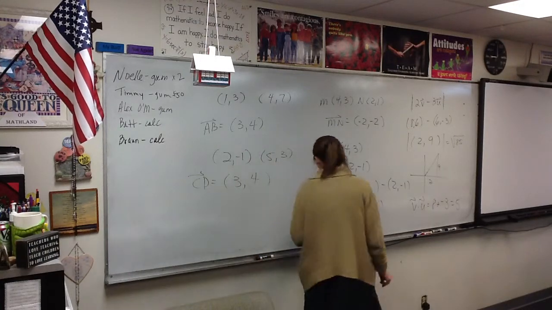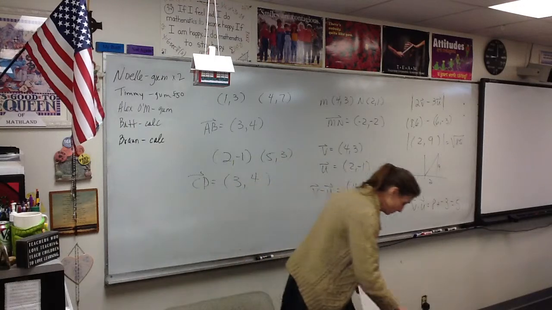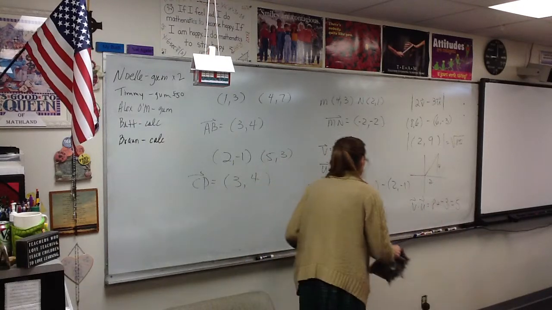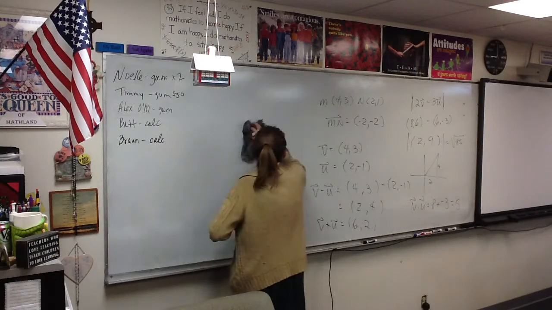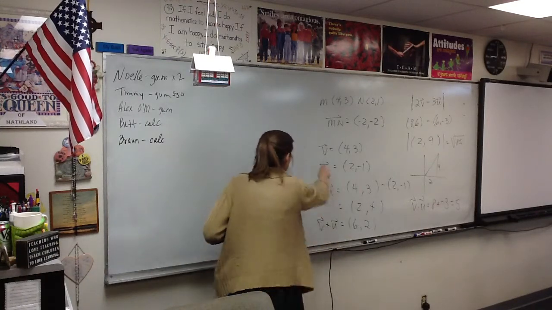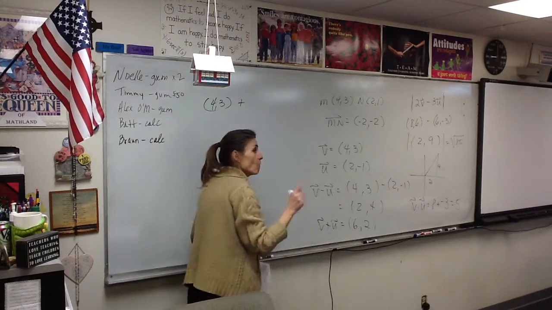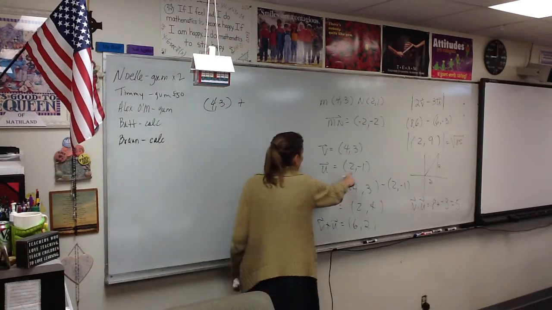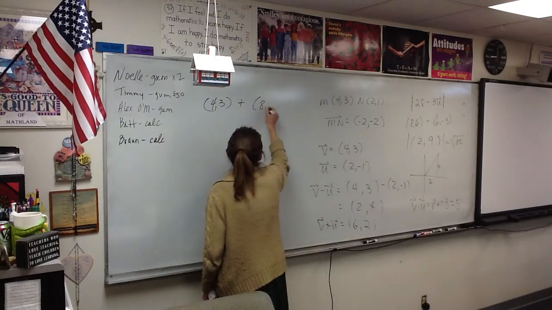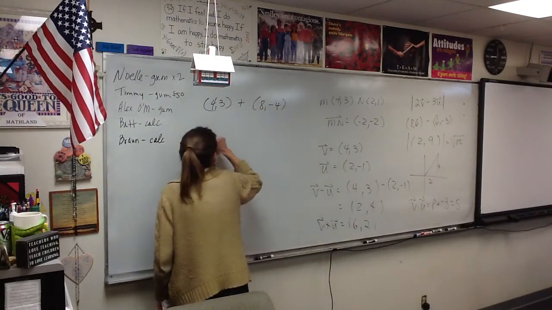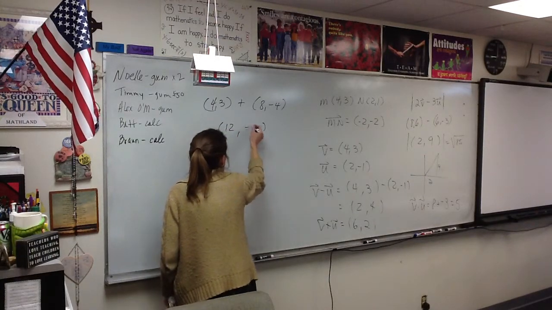E. V plus 4u. Okay, so we're using the same vectors. Now we're doing V, which is 4, 3, plus 4u. What would 4u be? 8, negative 4. So what's our answer? There it is.